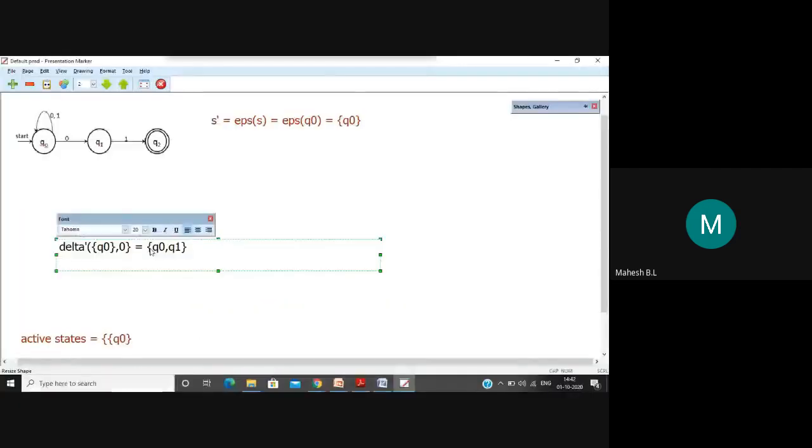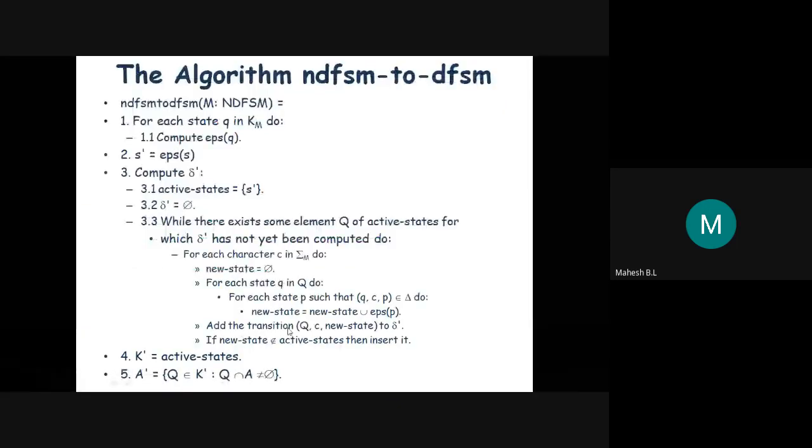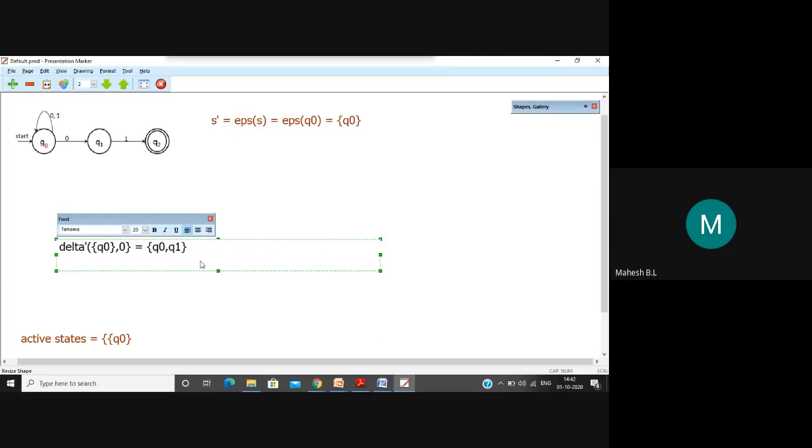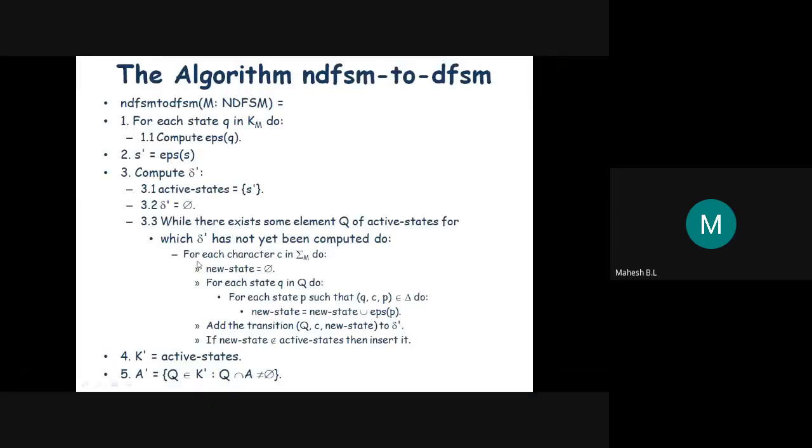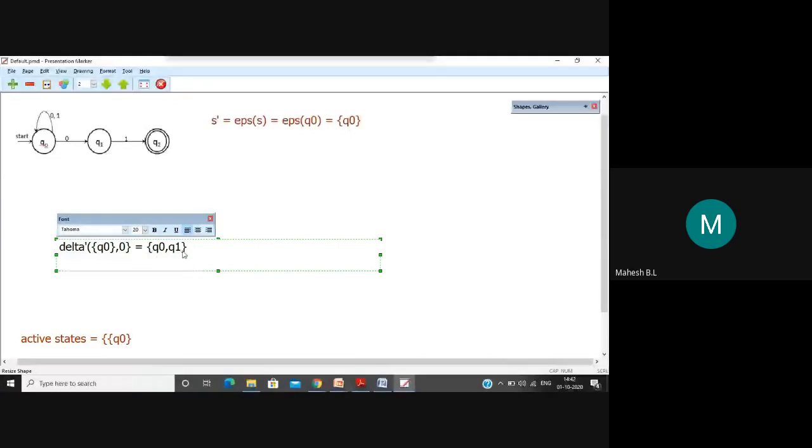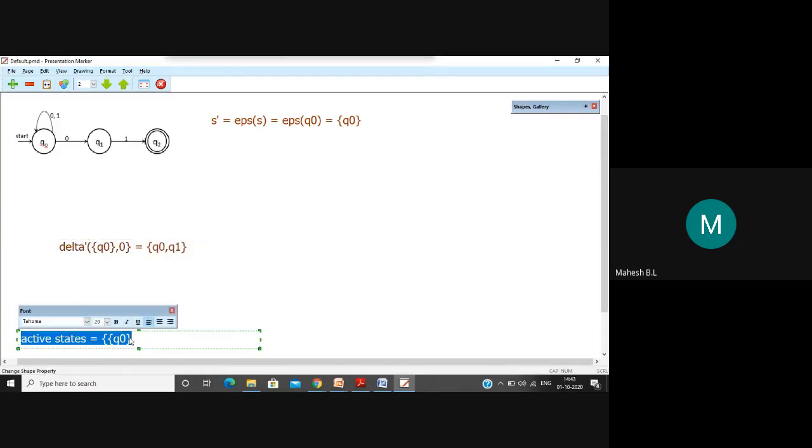Then this is the new state. Then add the transition to delta dash. So this is the transition, delta dash you have to add. Then if new state, Q naught, Q1, is not a part of active states, we add it to the set of active states. So this becomes a part of set of active states.